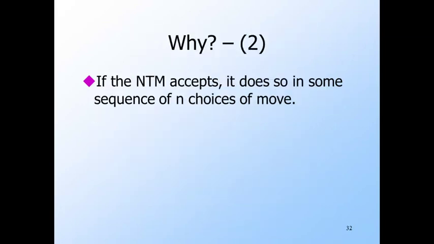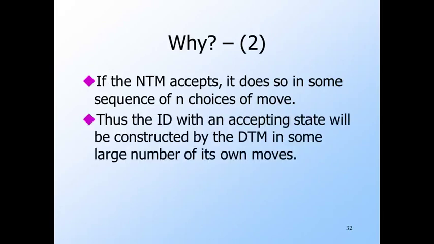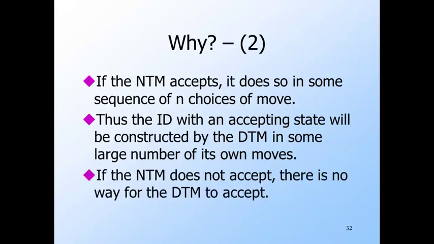To summarize, if the non-deterministic machine accepts, it does so in n moves for some finite n. Therefore, the deterministic machine will eventually construct the accepting ID of the non-deterministic machine, even though it may take a number of its own moves that is exponential in n. However, if no sequence of non-deterministic choices leads to acceptance, then the deterministic machine does not accept. Thus, the two machines define the same language.